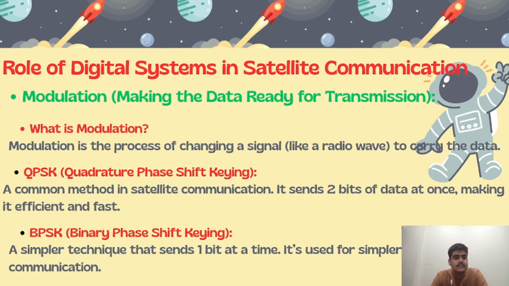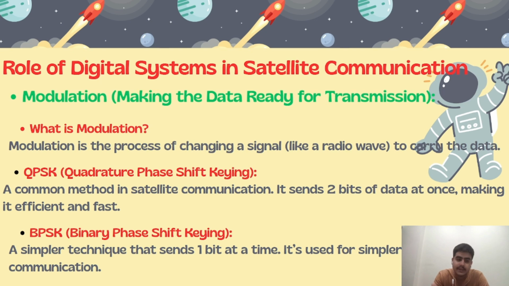The next topic is the role of digital systems in satellite communication. We will start with modulation. Modulation is the process of changing a signal like a radio wave to carry the data. Okay, so we will talk about QPSK, that is quadrature phase shift keying. Here the word keying means that we are sending the data. It is a common method in satellite communication. It sends 2 bits at once, so we do not send the whole data all together but bit by bit, making it efficient and fast.